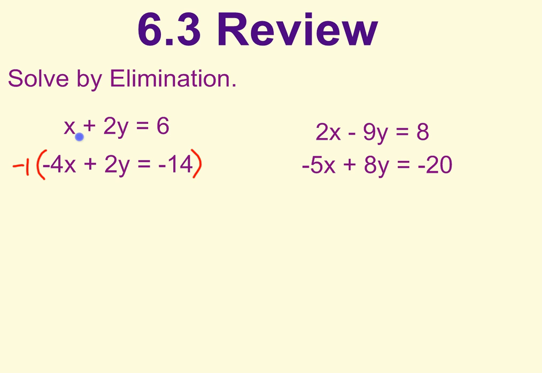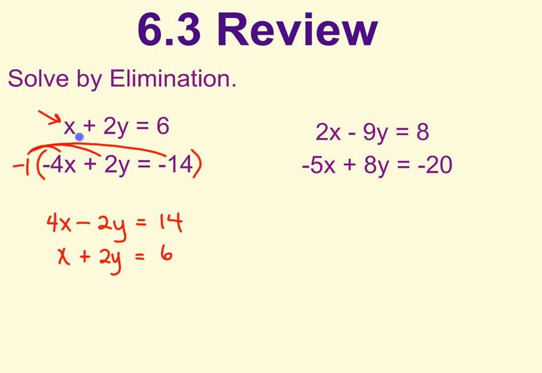That gives me positive 4x minus a 2y equals a positive 14. So I just took that negative 1 and distributed it to all three terms of that equation. The equation above, right here, I'm just going to go ahead and write that below it. x plus 2y equals 6. And now you can see we have a positive 2y and a negative 2y. That was our goal because those will cancel each other out when we add them together.